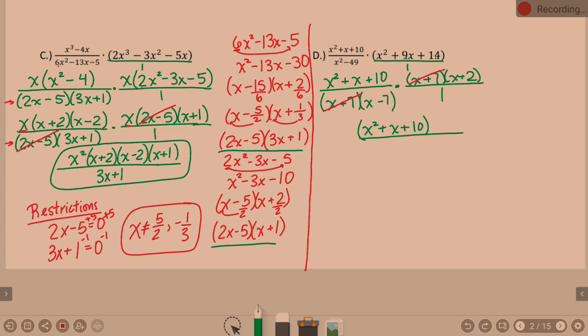So we have x squared plus x plus 10 times the x plus 2 all over x minus 7. Okay, and you could say x minus 7 times 1, but you don't need the extra times 1.